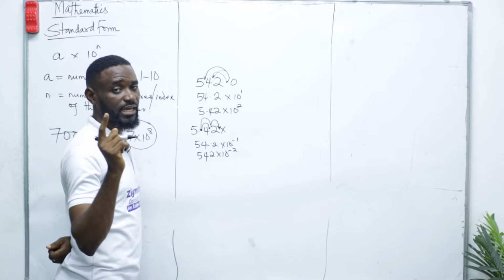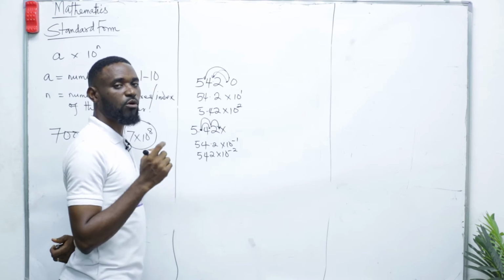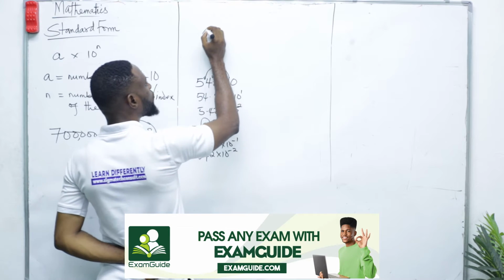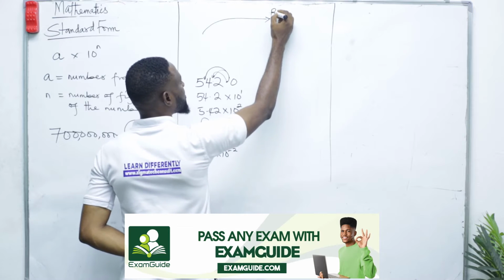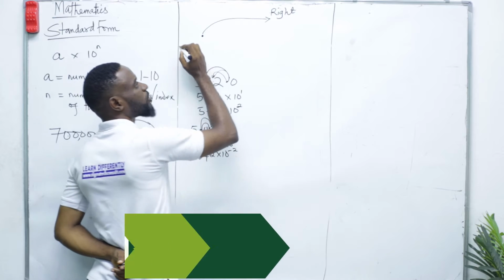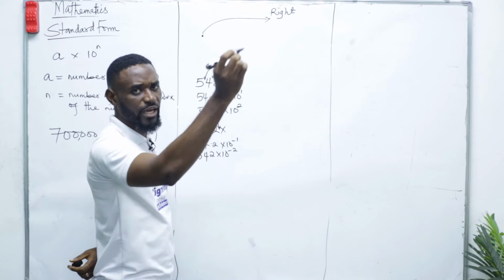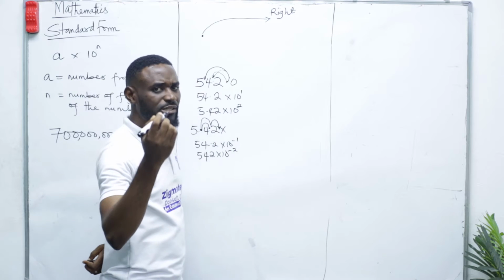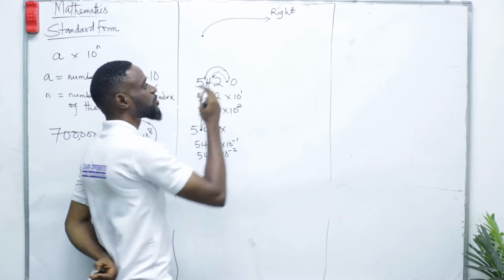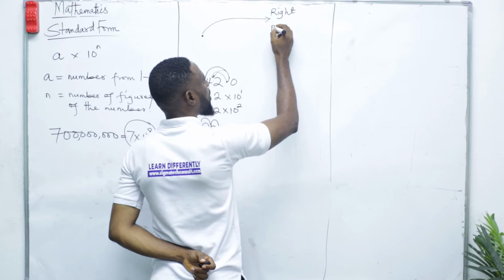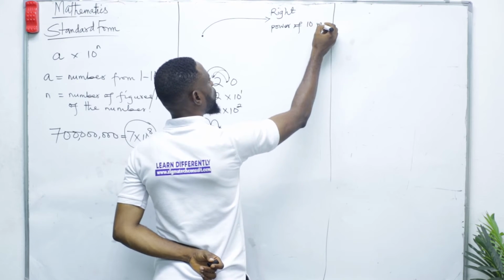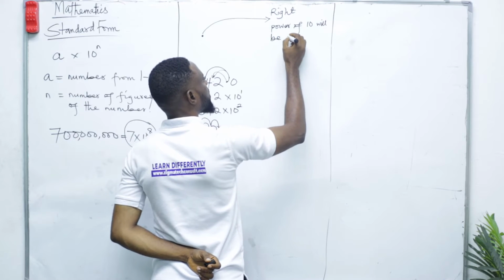Now the point I want to make is that when you are moving your decimal point in standard form, if your decimal point moves to the right, what that simply means is that your power of 10 will be negative.